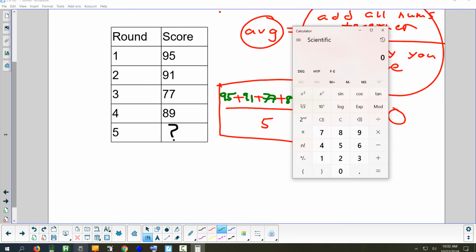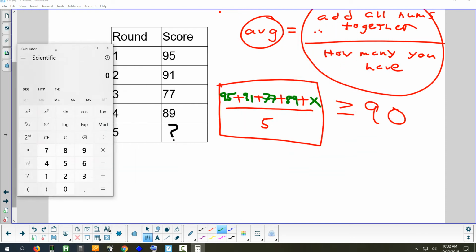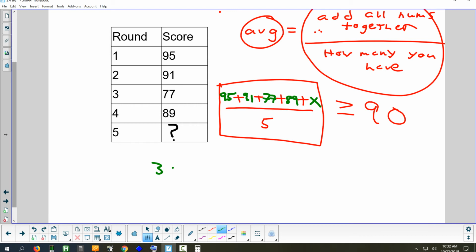Okay, we're going to need a calculator to add all that up. 95, 91, 77, 89. So what I did is I just combined like terms. I added all the numbers together and I got 352. Okay, so that's a little better.